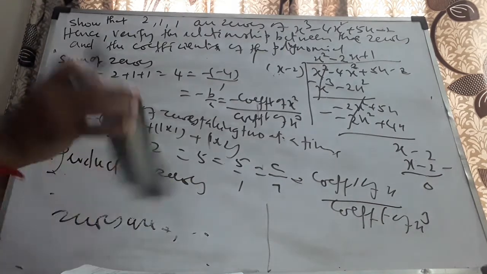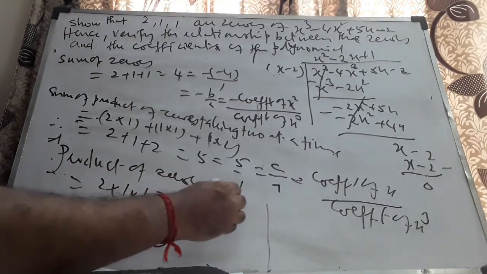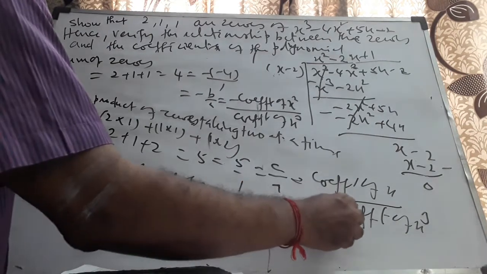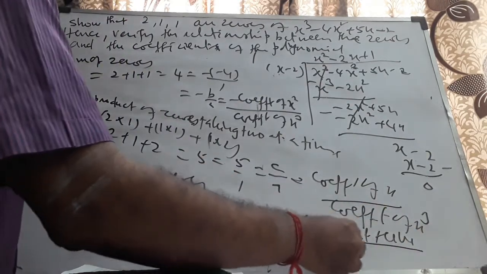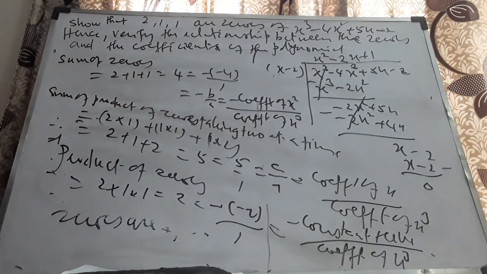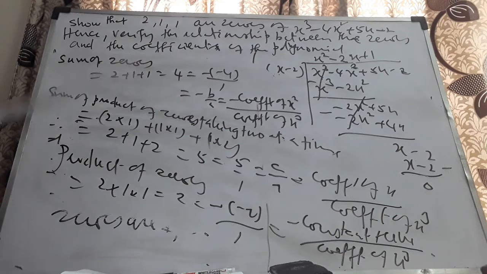Let me try with product of zeros. Here 2 into 1 into 1 is 2, which is minus of minus 2 by 1, which is minus constant term by coefficient of x cube. Therefore, you can give the conclusion: thus, the relationship between the zeros and the coefficients of the polynomial is verified.